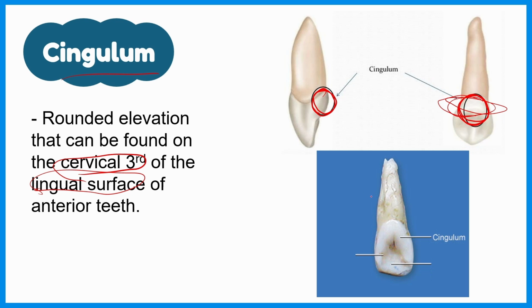Right over there as well. That's an incisor on the lingual surface. You can see this bulge over there. That's called a cingulum.